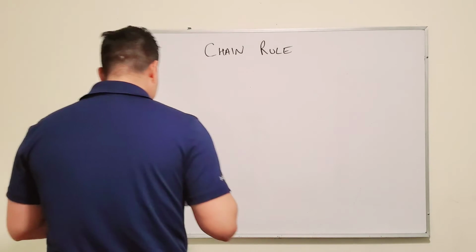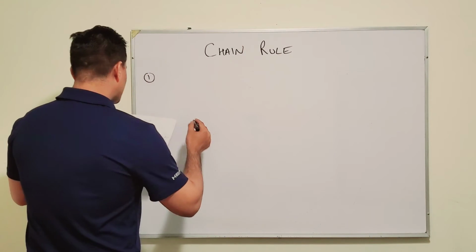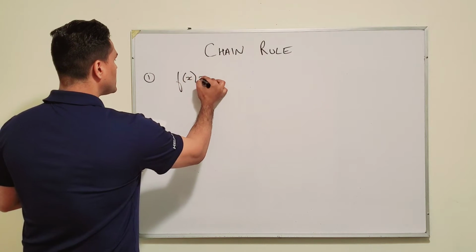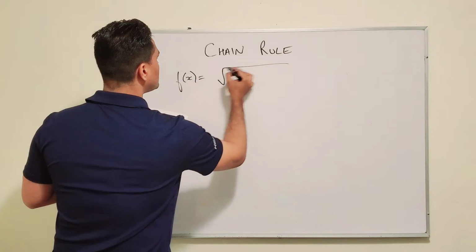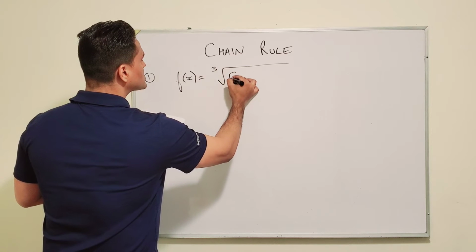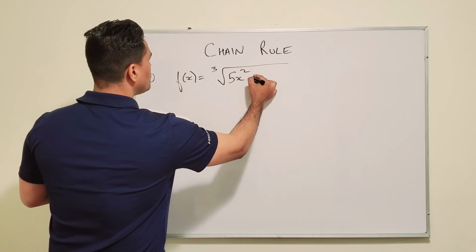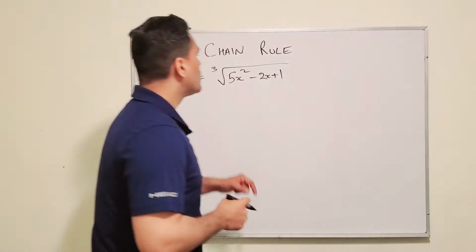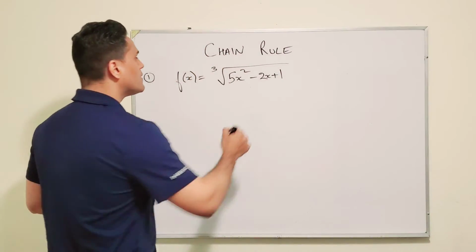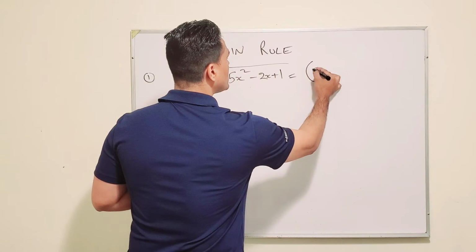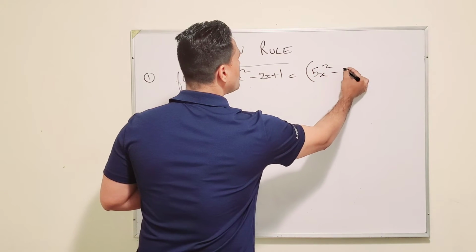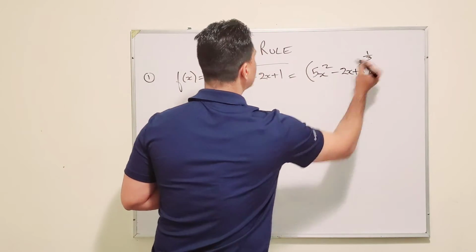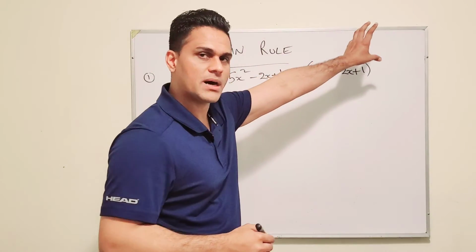So in the next question, we have f of x is equal to cube root of 5x squared minus 2x plus 1. As a first step, we're going to change this cube root to exponent. So it's just going to be 5x squared minus 2x plus 1, all raised to the power 1 over 3. Cube root can be written as raised to the power 1 over 3.